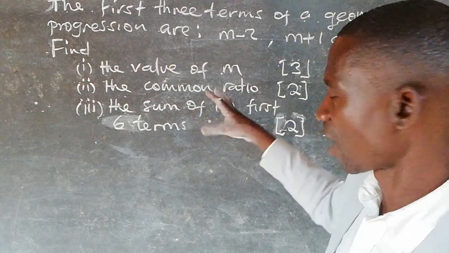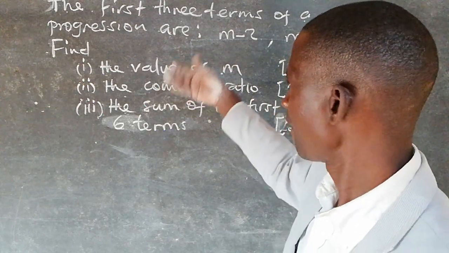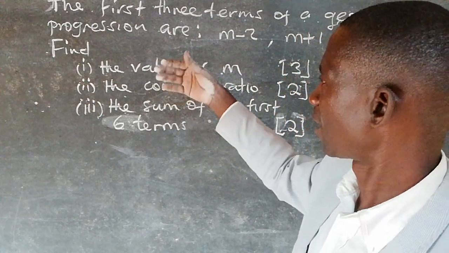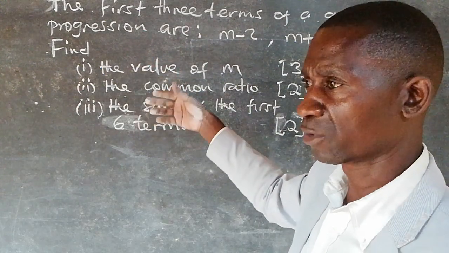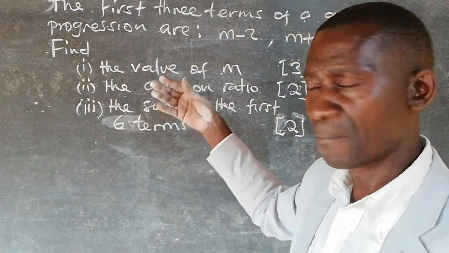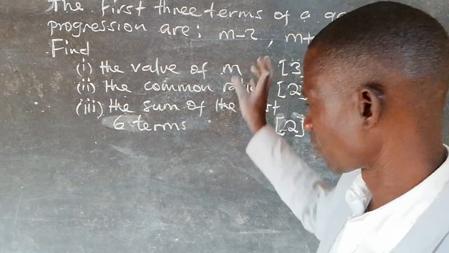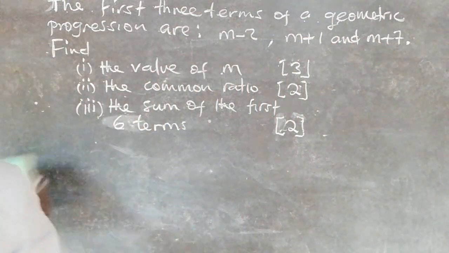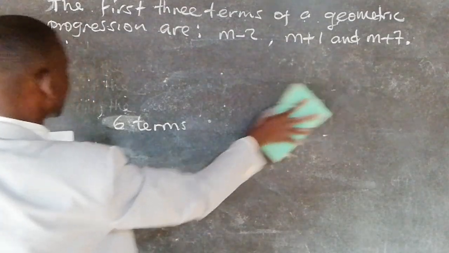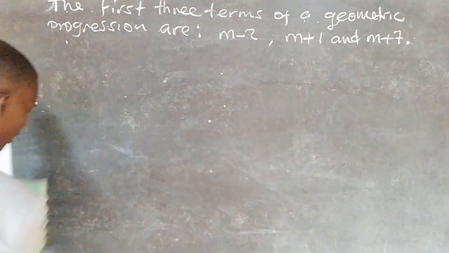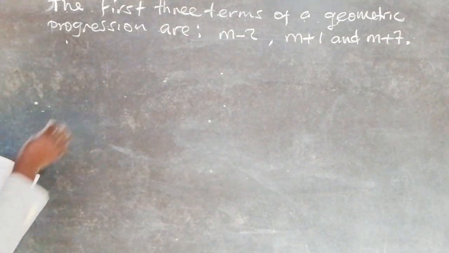So what I want is to create enough space so that as I'm giving solution to each of the 3 questions, one will be able to follow that. How do we find the value of m? So let me create space so that we see how best we can find the value of m. Solution.